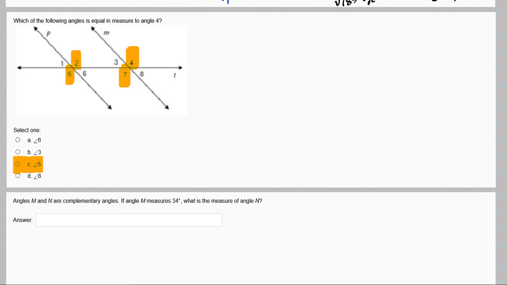The other angles here, 1, 6, 3, and 8 are all equal to each other, and like 3 and 4 would add up to 180, or 4 and 8 would add up to 180, or all around the circle would add up to 360, but here they're just asking for equal to angle 4, so we're looking for this pair or that pair, any of those.